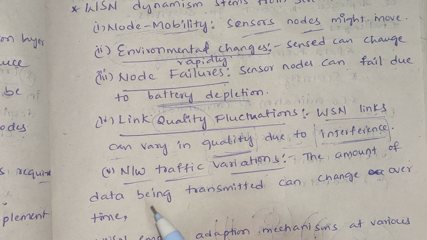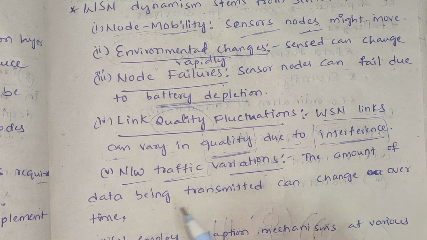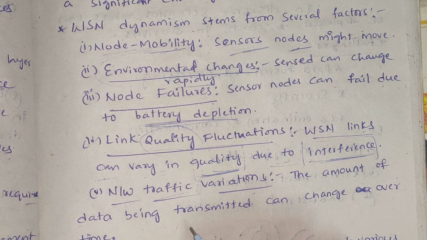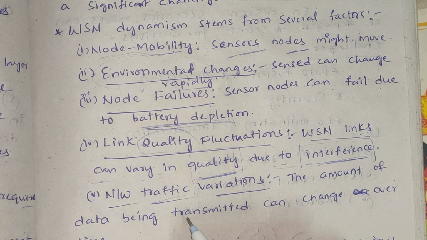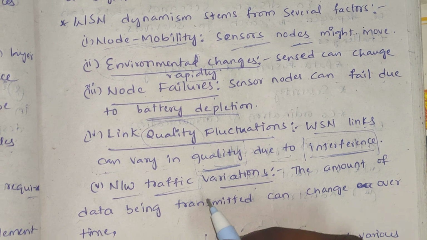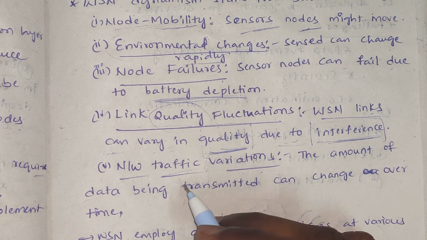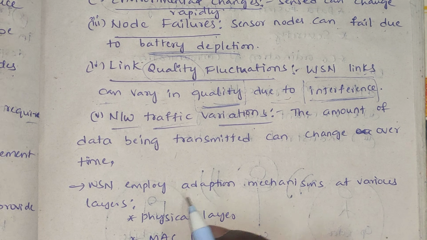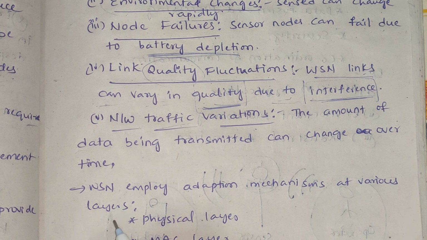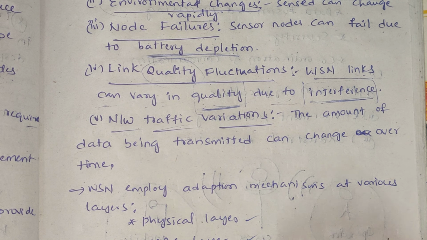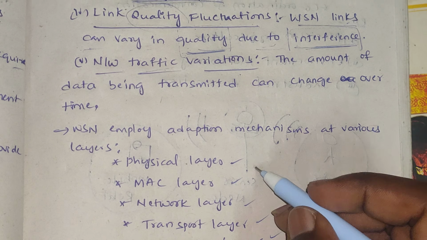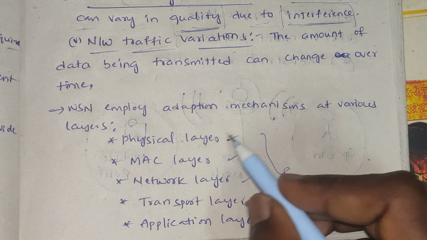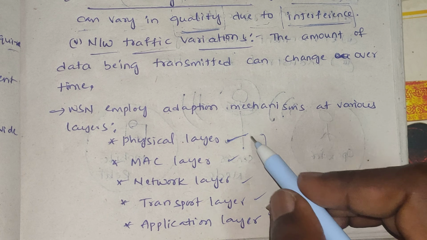And the next one is network traffic variation. The amount of data being transmitted can change over time. Based on the time series, the network traffic can vary from one place to another. This is the network traffic variations. Next, WSN employs adaptation mechanisms across various layers. These are the layers in computer networks, and we discussed them in the previous video also. In OSI also we have the same, right?